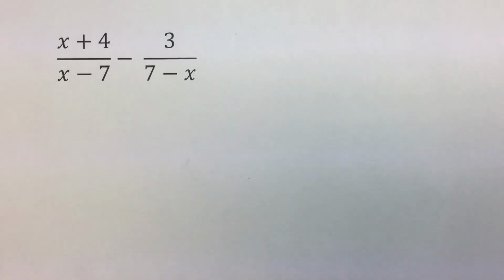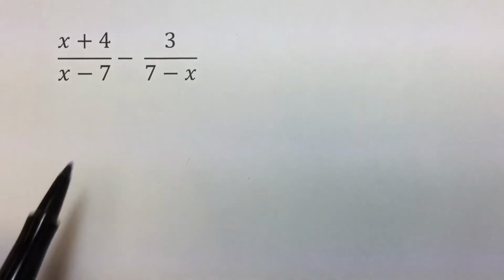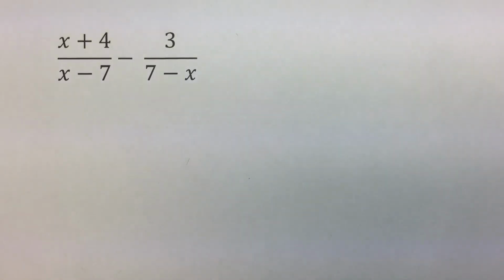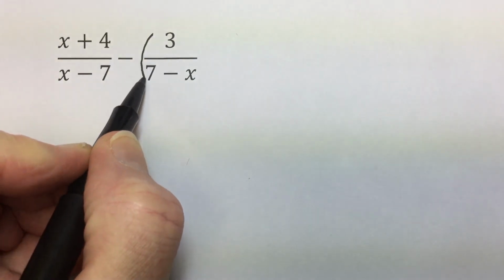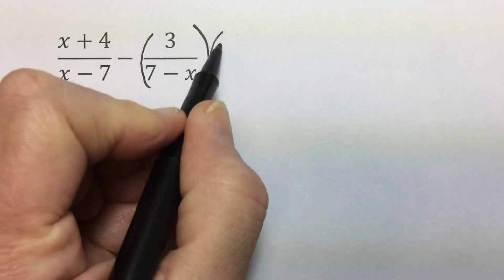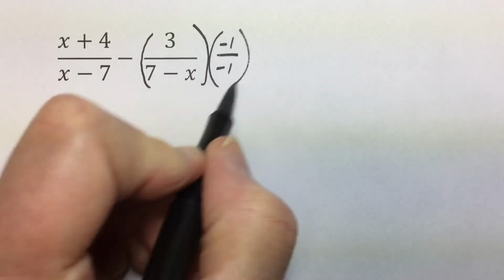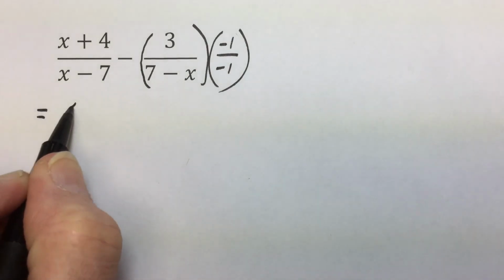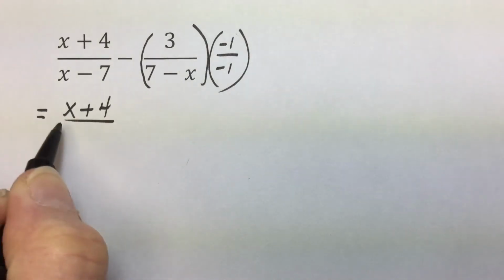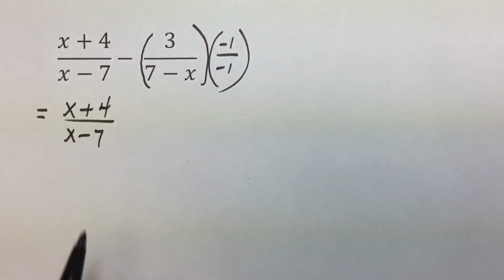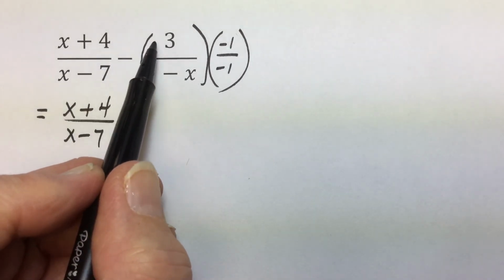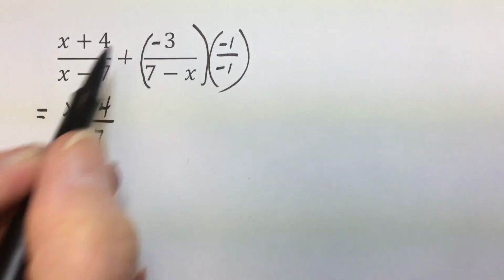Here, instead of a monomial, we have a binomial as our denominator, and these are opposites of one another. We can use that same technique of multiplying by -1 over -1 to change those signs. The first fraction or rational expression is unchanged. We have a subtraction here. Subtraction is the same as plus a negative.